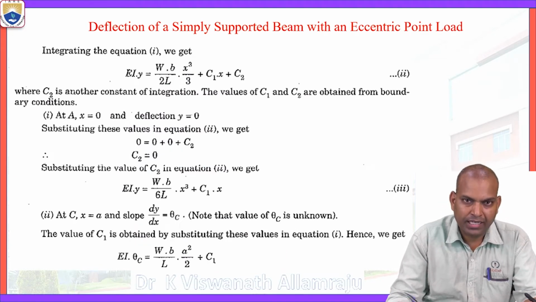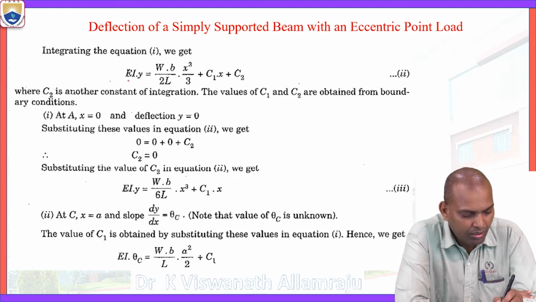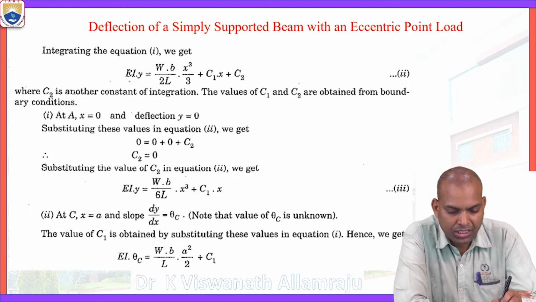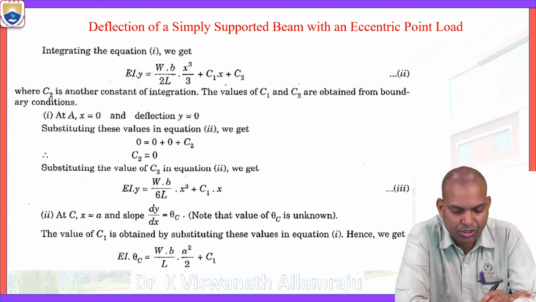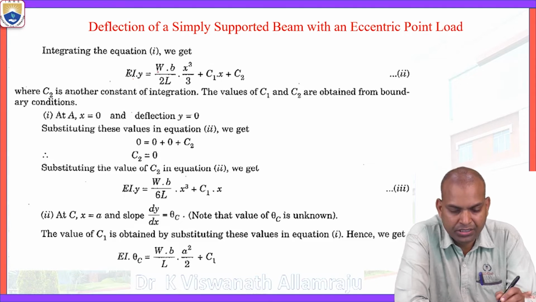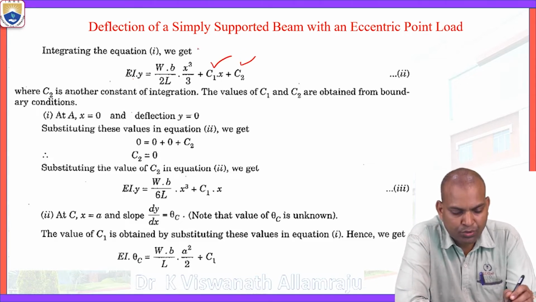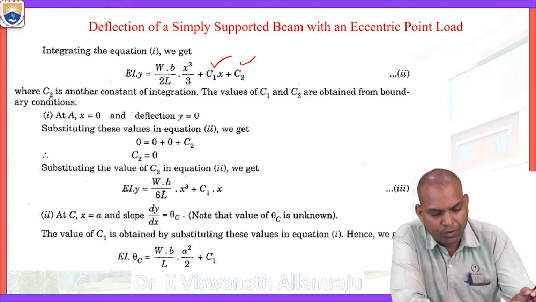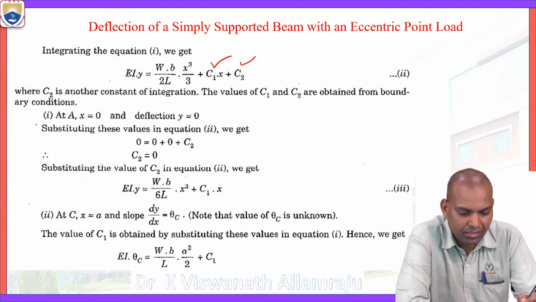Now integrate the above equation, that is the slope equation. After integrating the slope equation, it becomes deflection. EI times y equal to Wb by 2L times x cube by 3 plus C1 x plus C2. The C1 and C2 both are constants of integration. These constants of integration can be calculated by using boundary conditions. We need two constants, so two boundary conditions are required.